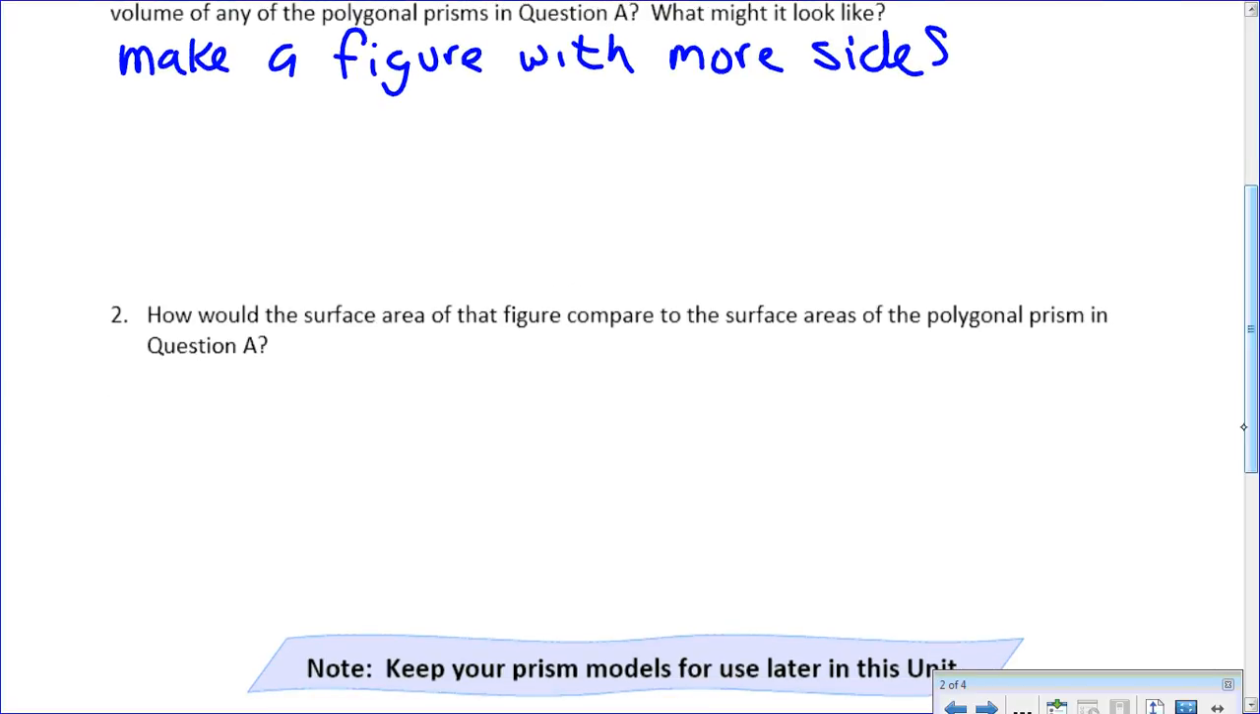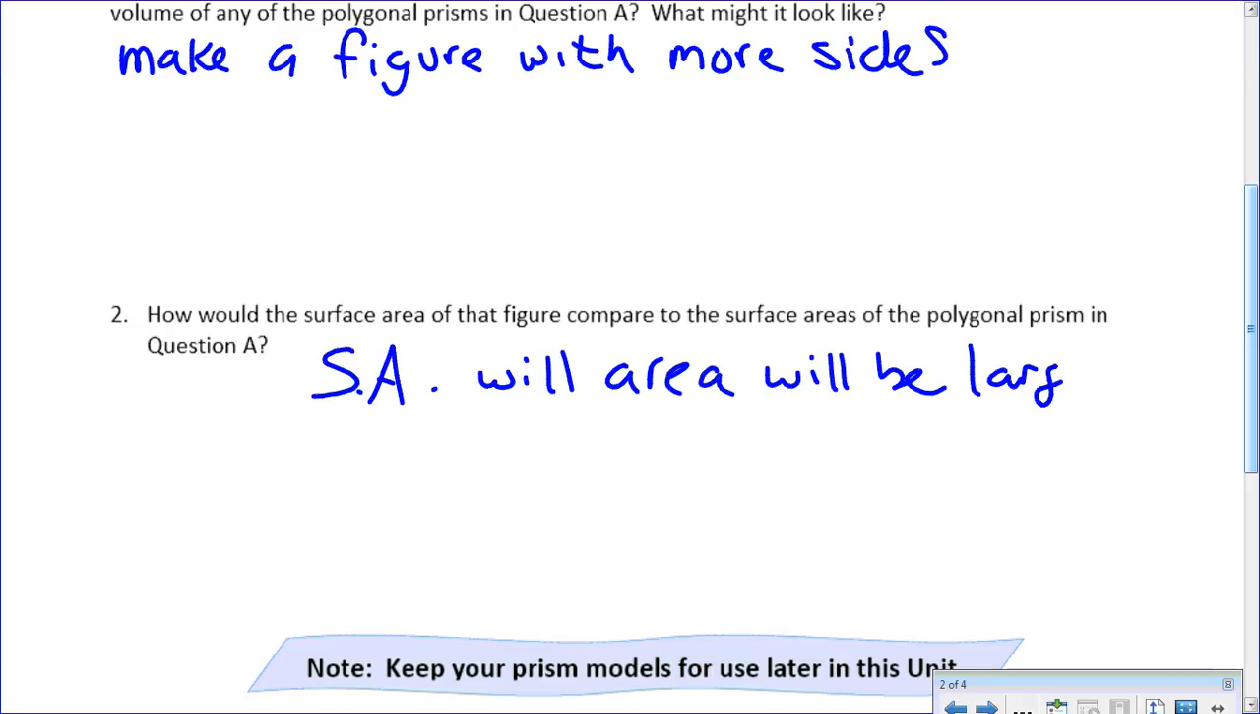All right, last question here. How would the surface area of that figure compare to the surface areas of the polygonal prisms in question A? Well, if we increase the number of sides, what's going to happen to the surface area? Yeah, so the surface area will be larger. If we increase the sides, surface area is going up, volume's going up, everything's going up, right? Sides are going up, volume's going up, surface area going up.